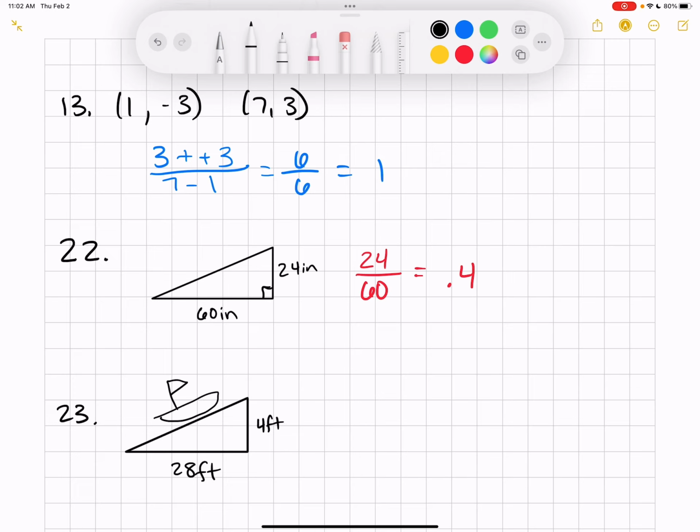All right, so this one, what would the slope of this be, or how would I set it up? 4 over 28. Yep, 4 over 28, and that would be 1 over 7 if you were going to reduce it, but then the decimal is, it says to go to one decimal place, to the nearest tenth, so it would just be 0.1. So technically 0.14, and since 4 is less than 5, we round it down.